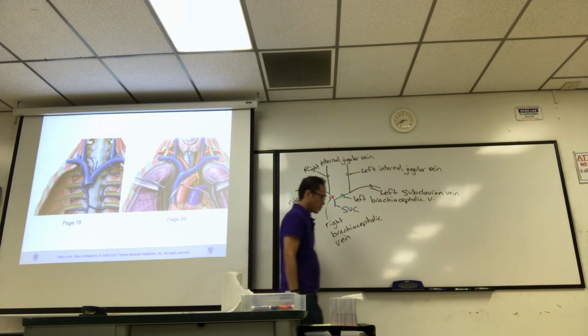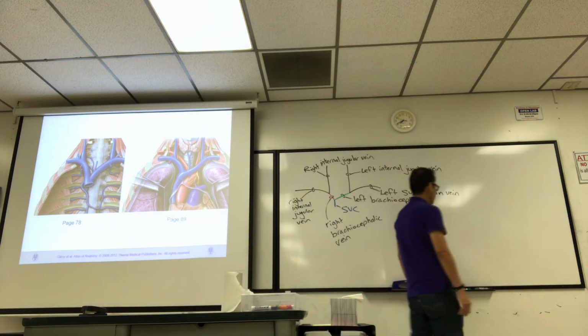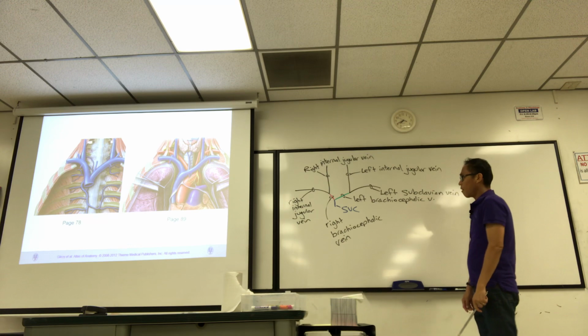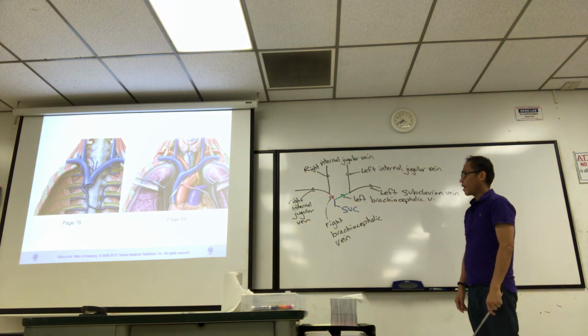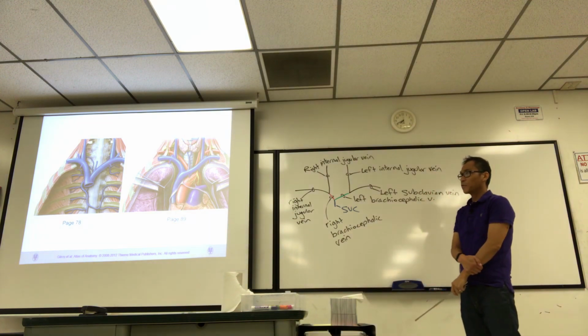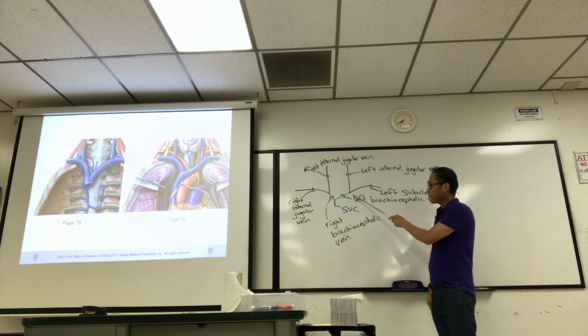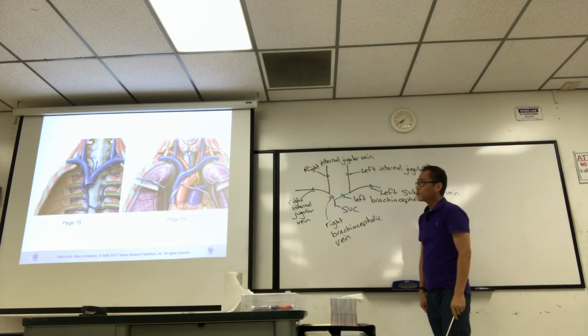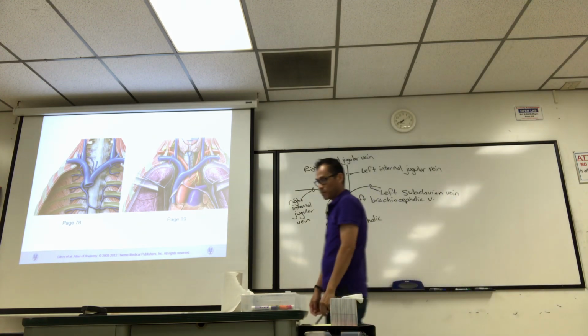Which one's longer? The left or the right? The left is longer, and there's a reason for that. What side is the heart on? It's on the right side. The subclavian vein drains into the right atrium. So that's why the left is longer, because it has to go from the left side to get to the right side. So that is one difference between left and right. We'll move on.